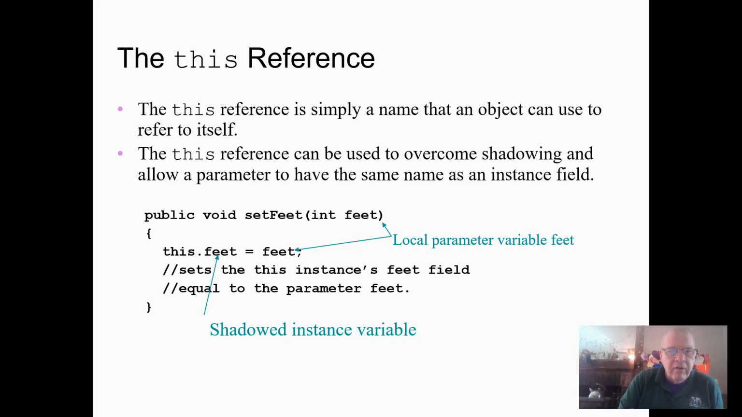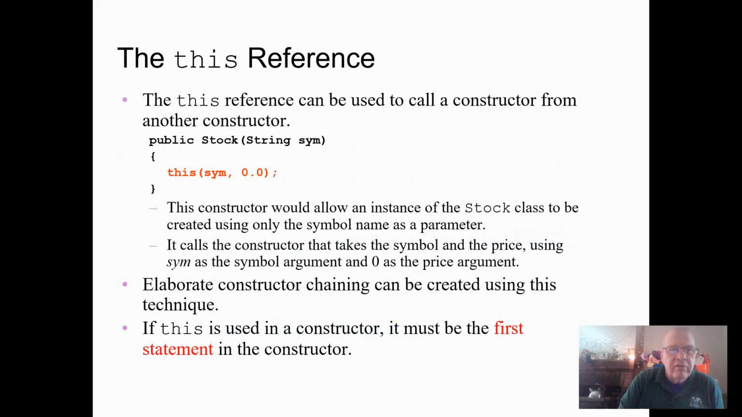We can use this for several other purposes too, but it's basically a good way to point to the object itself. Here's another example of where it can be used. It could be used as a call to another constructor. So in this example, we want to provide a constructor that takes in the symbol of the stock value. But for simplicity, we want to pass that symbol on to the other constructor, which sets the value at 0.0.